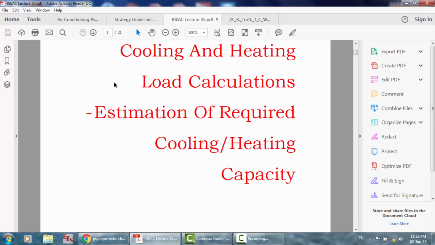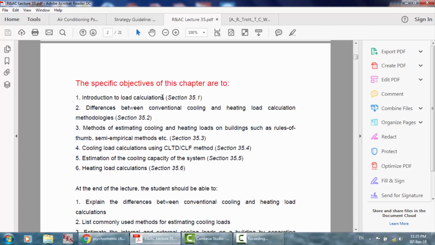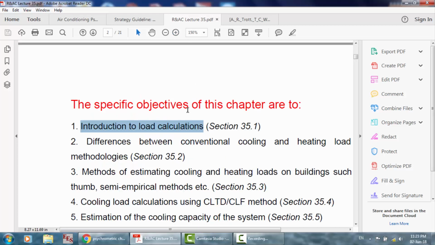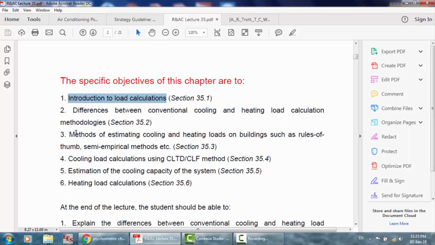We have here the cooling and heating load calculations, estimation of required cooling and heating capacity. So the specific objectives of this chapter are: introduction to load calculations; differences between conventional cooling and heating load calculation methodologies; methods of estimating cooling and heating loads on buildings, such as rules of thumb, semi-empirical methods, cooling load calculations using the CLTD or CLF method; estimation of cooling capacity of the system; and heating load calculations.